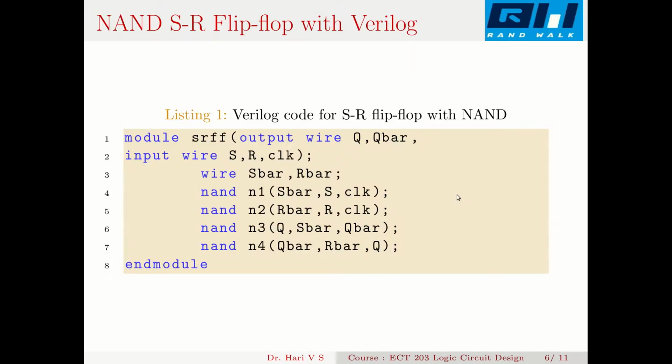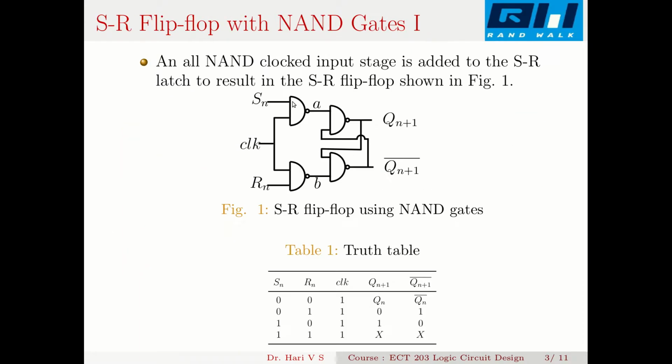Now let us make a gate level Verilog model for the SR flip-flop. So what I do is I start with the keyword module and endmodule, and I give some name, SR flip-flop, SRFF, and I have two outputs, Q and Q bar, and three inputs, S, R, and clock. Now those Q and Q bar are set as output wires, and S, R, CLK are put as input wires.